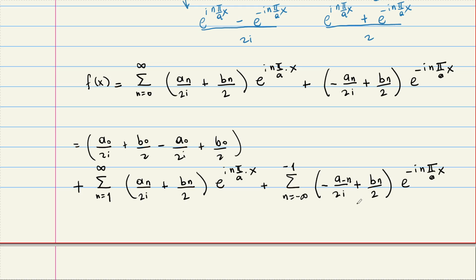Okay, let me use a different color. So this a_n became a_minus n, b_n became b_minus n, and here I have minus n already, so I'll erase this.